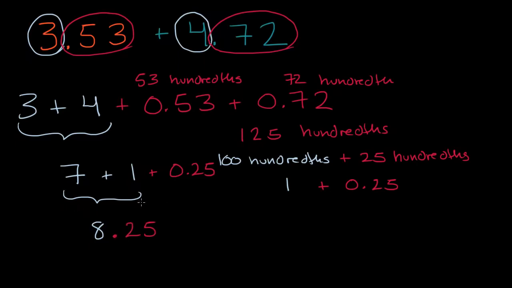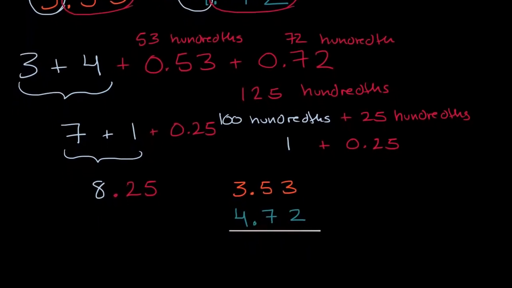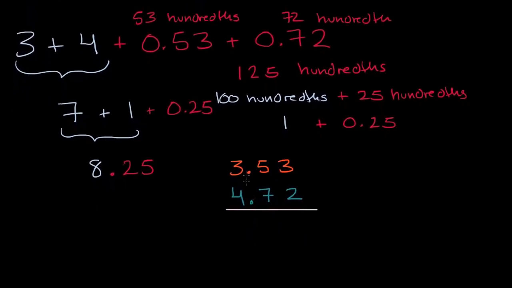Now, I'm going to introduce you a little bit to how people might tackle this more systematically. And I want you to think about how this is the exact same thing that we just did. So what you're going to see in the future is people saying, okay, line up the decimals. So 3.53 plus 4.72. And the reason why people say line up the decimals is so that you're adding the right places to the right places. And then they say, all right, let's go place by place and add it up, which is essentially what we just did without doing it in as organized a way here.